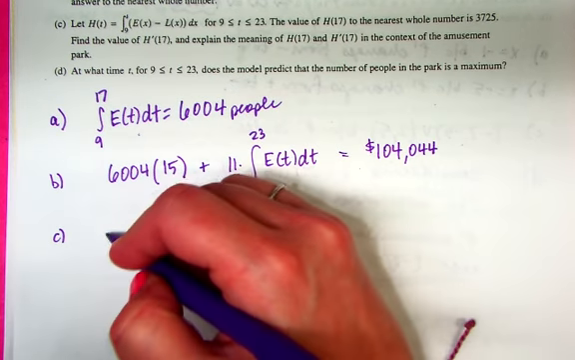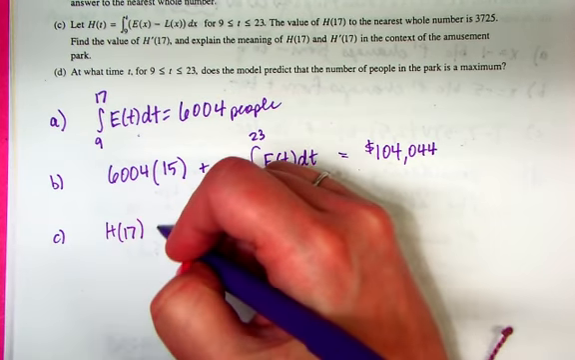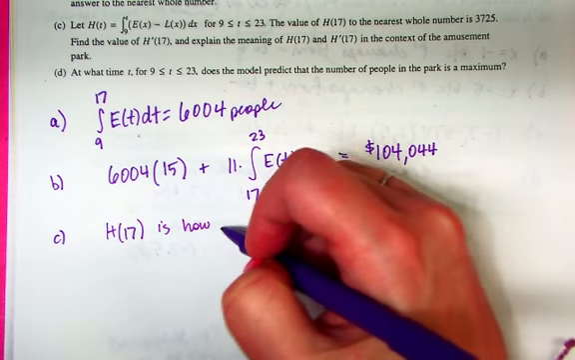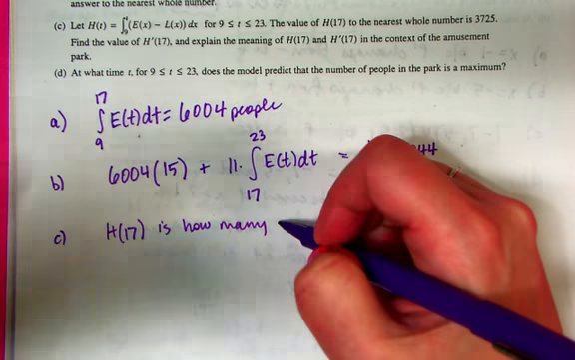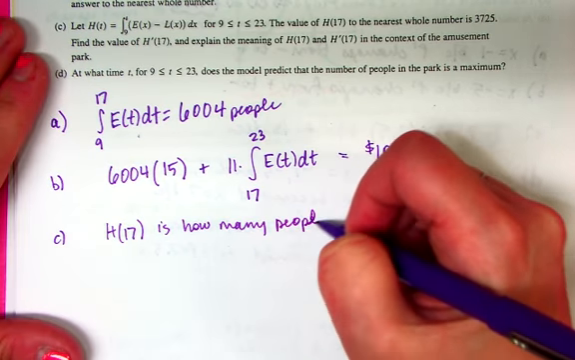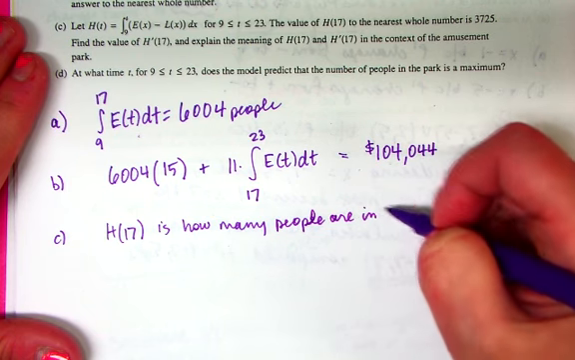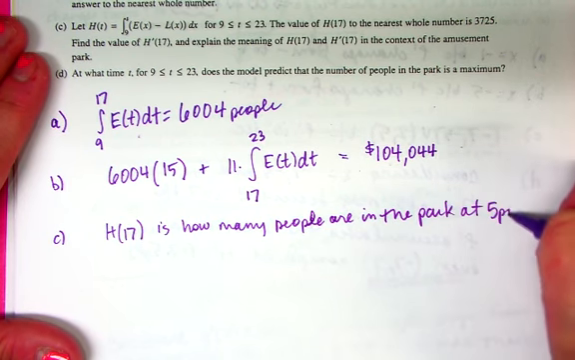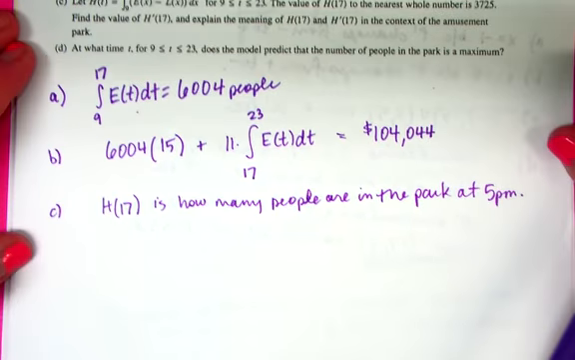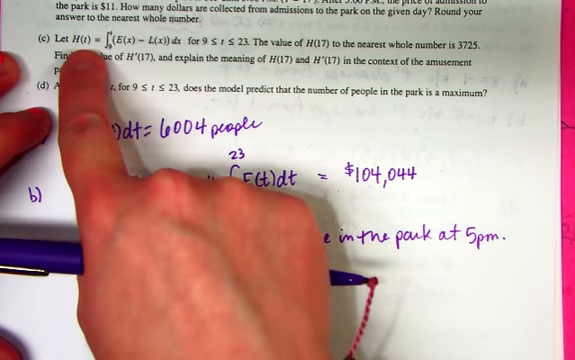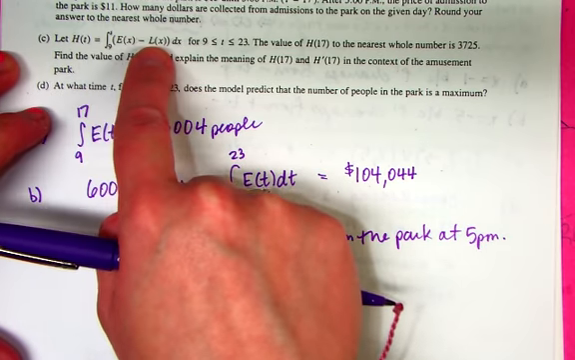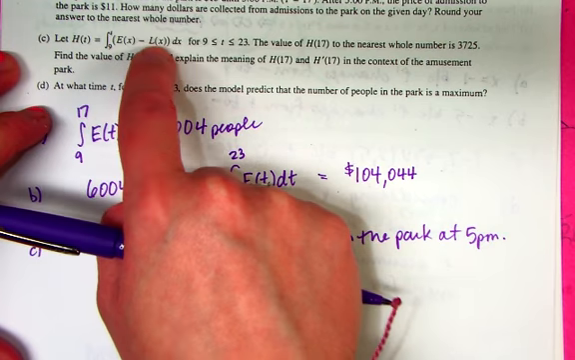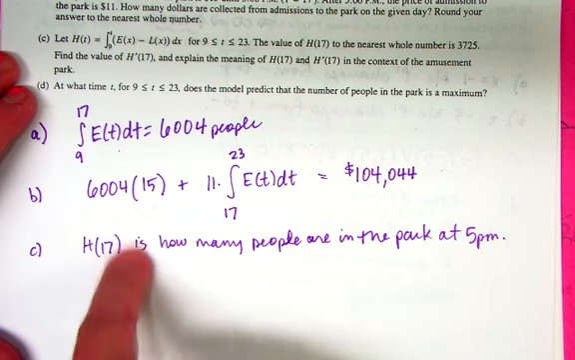Okay, so I would explain h of 17. That's how many people are in the park at 5 p.m. Right? Because again, it's integrating. This is counting up how many people have entered minus how many people have left. When you take that into context with it, you're counting up how many people are total.